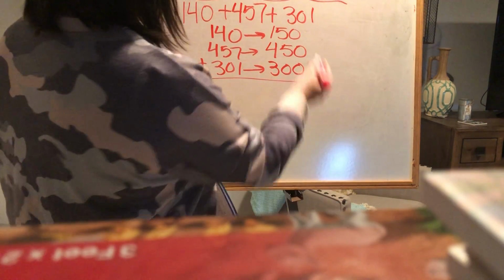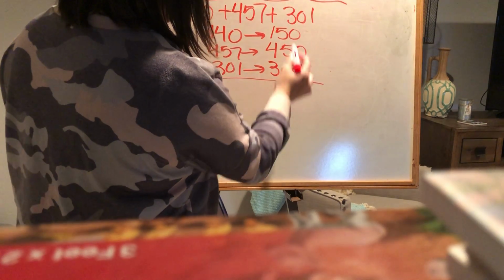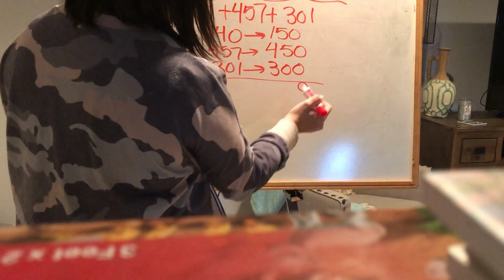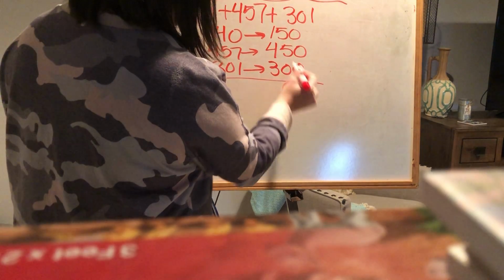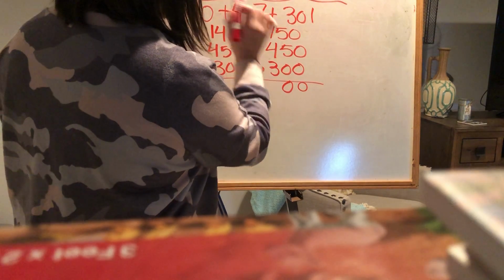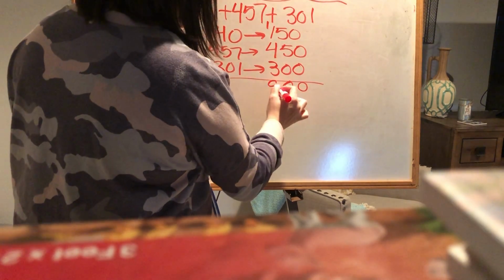Now, we can add. Put all of our ones together, all of our tens together, and all of our hundreds together. So all zeros. 5 plus 5 is 10. And then we have 4 plus 3 is 7, plus 1 is 8, plus 1 is 9. So our estimation for this is 900.